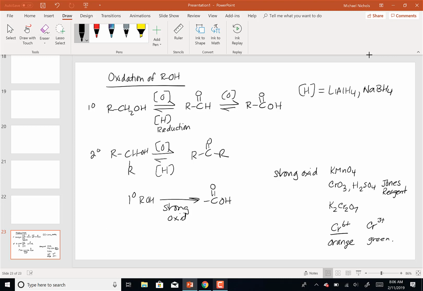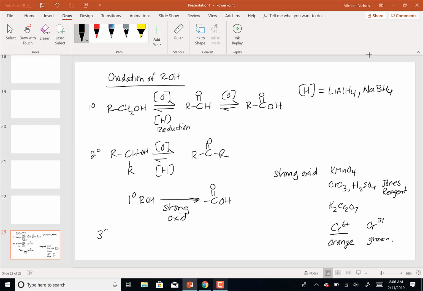And this orange to green conversion could be used as a qualitative test for anything that can be oxidized. You could take your primary alcohol or your secondary alcohol, add a couple drops of chromic acid to it, and the orange color would turn green, and that would tell you that whatever you had is oxidized by that. We had to do that back in the day if we wanted to figure out what type of alcohol we had. Now notice tertiary alcohols don't show up here.